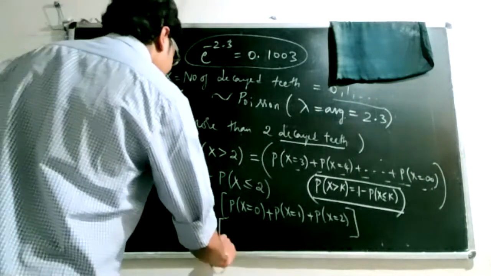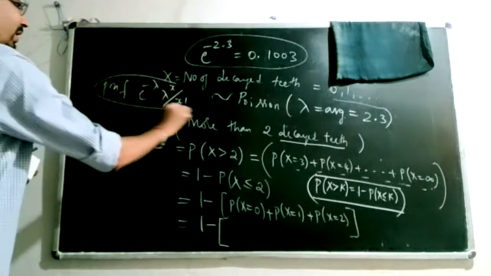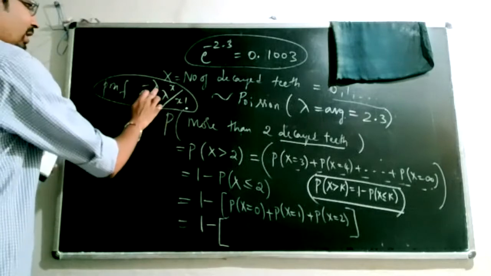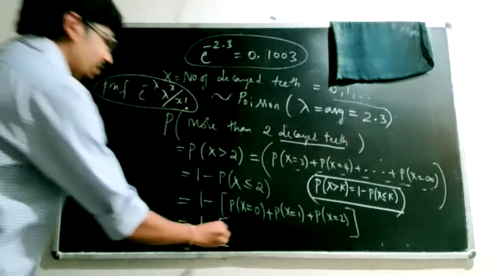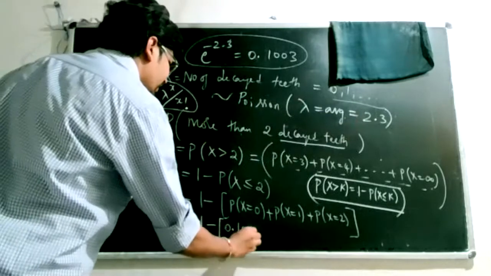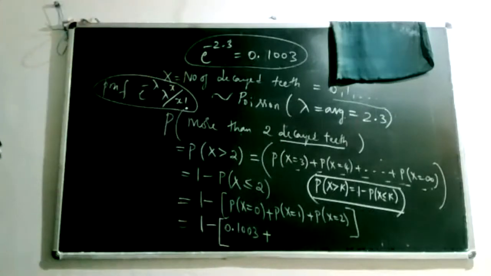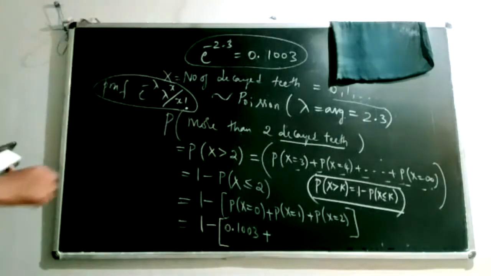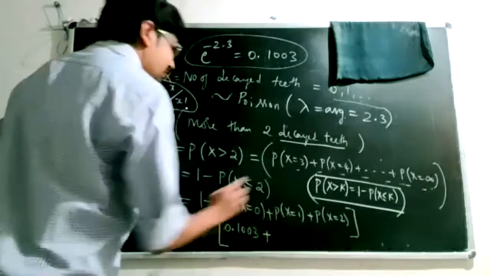So this will be P of x equals 0. When I put x equals 0 here, I'll get e power minus lambda, lambda power 0 by 0 factorial. Lambda is 2.3 and e power minus 2.3 is given. So that becomes 0.1003 into 2.3 power 0 by 0 factorial. 2.3 power 0 is also 1. 0 factorial is also 1. So the first term remains just 0.1003.